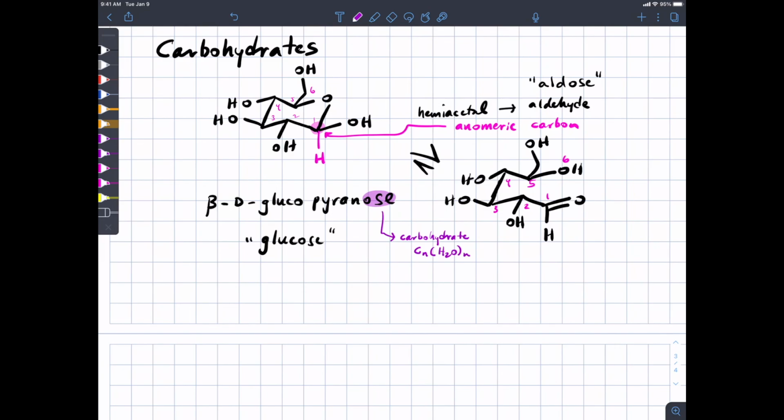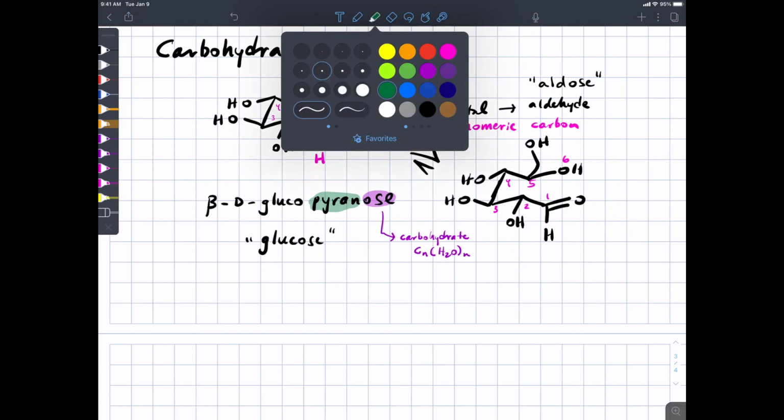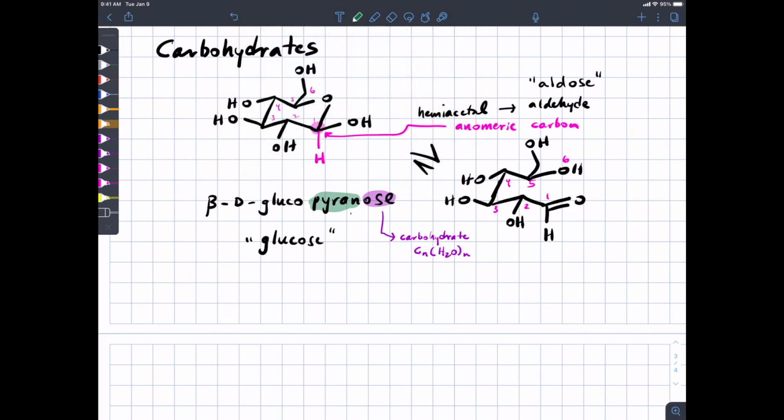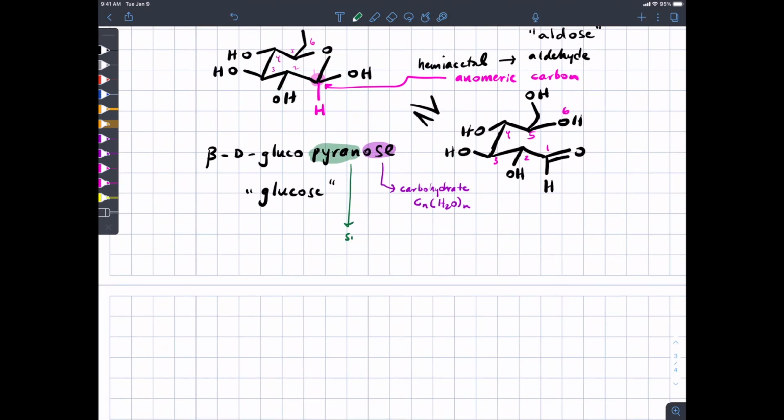Next, how about the pyran part? The pyran part refers to the 6-membered ring form of the sugar. So if something is a pyranose, that means it is a 6-membered ring. Pyran is a 6-membered ring with an oxygen in it. So in this context, pyranose means that this sugar forms a 6-membered ring with an oxygen in it.